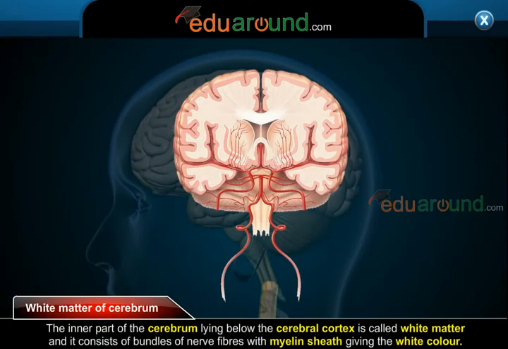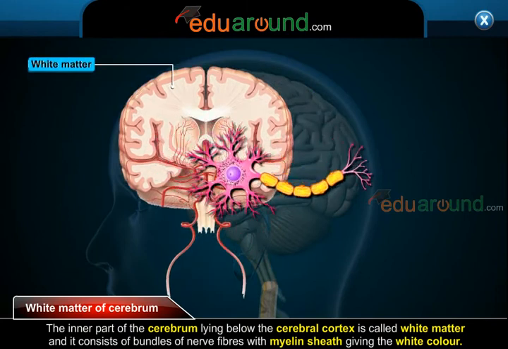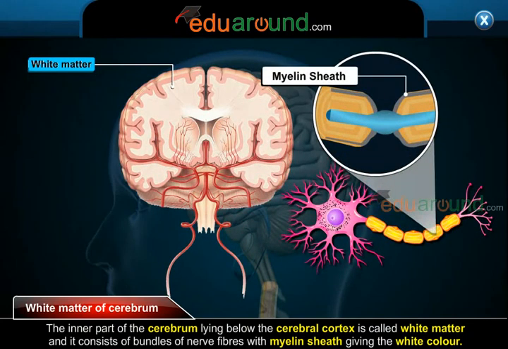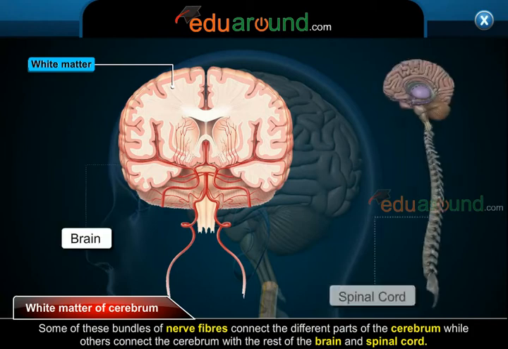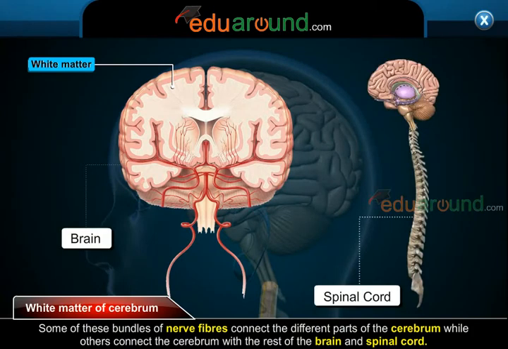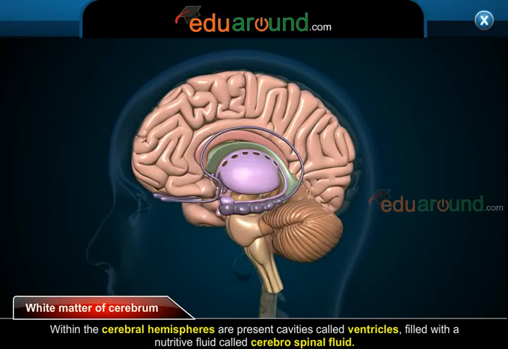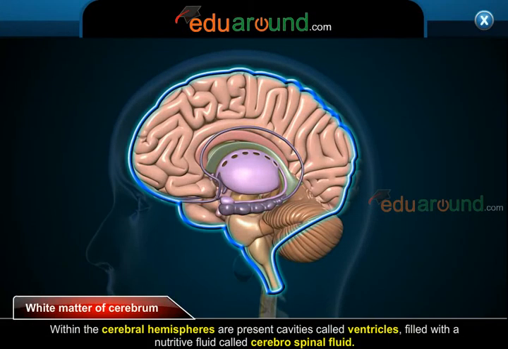White matter of cerebrum. The inner part of the cerebrum lying below the cerebral cortex is called white matter, and it consists of bundles of nerve fibers with myelin sheath giving the white color. Some of these bundles of nerve fibers connect the different parts of the cerebrum, while others connect the cerebrum with the rest of the brain and spinal cord. Within the cerebral hemispheres are present cavities called ventricles, filled with a nutritive fluid called cerebrospinal fluid.